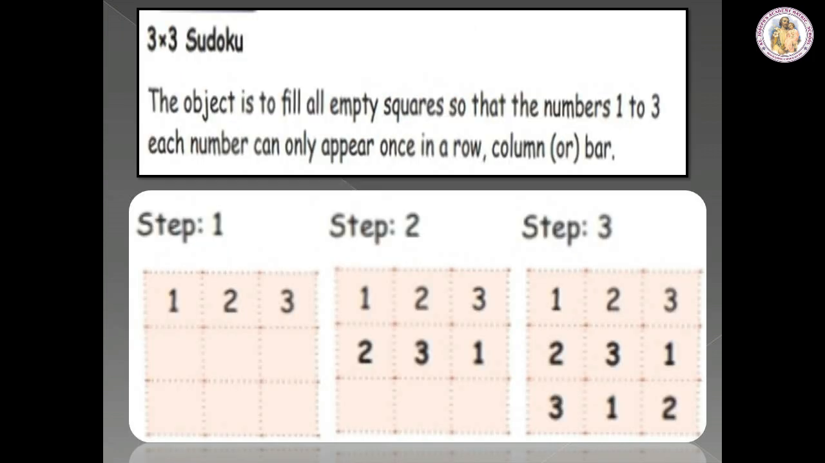Let us solve the puzzle with the help of the 3 into 3 process. Let us see step by step. We have to use only 1, 2 and 3. These are the 3 numbers we are going to use in a row and a column. But the same number should not be used twice in a row. If you see the picture, you can easily identify. Let us see.